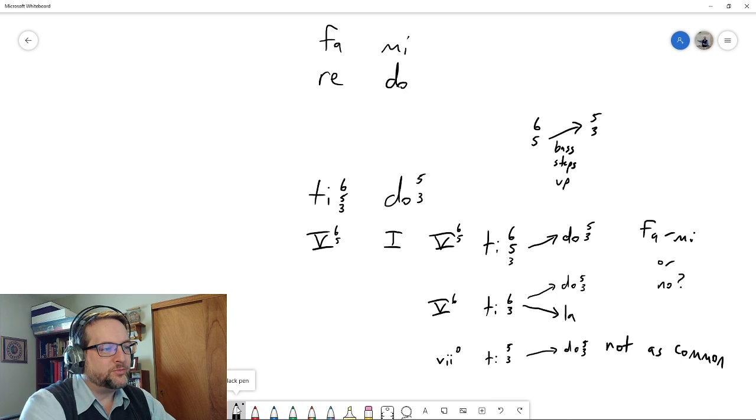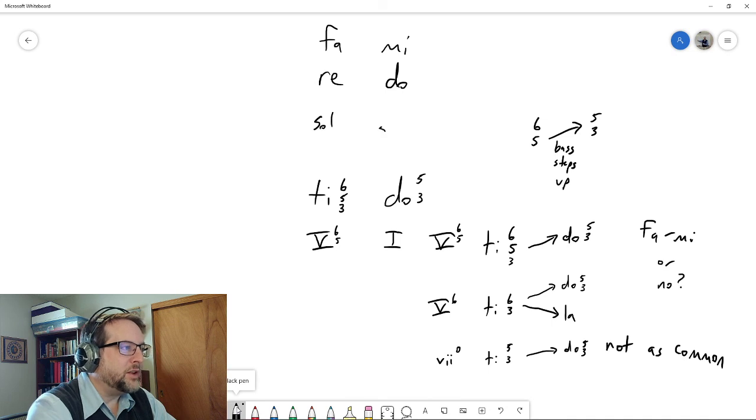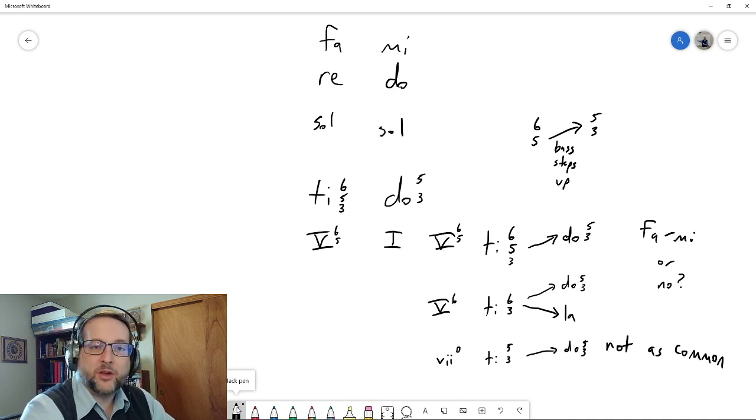And once again, don't guess this one. It's not as common. You'll hear it in a thinner texture. Guess this one, Ti 6-5-3, going to Do 5-3, if you hear the Fa Mi, the altizans above. If you didn't hear the altizans above, then you're looking at the Ti 6-3, resolving to the Do 5-3. If the Ti ever steps down to La instead of resolving to Do, then you know you heard the Ti 6-3.